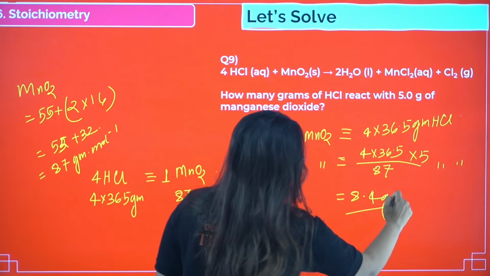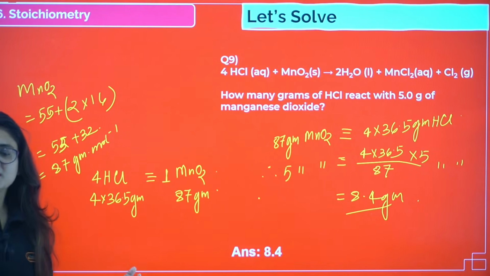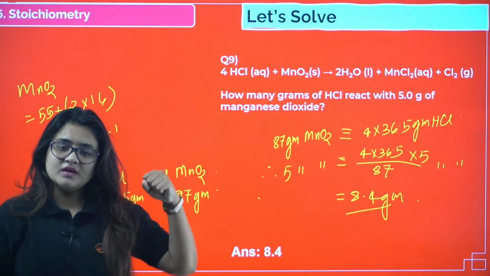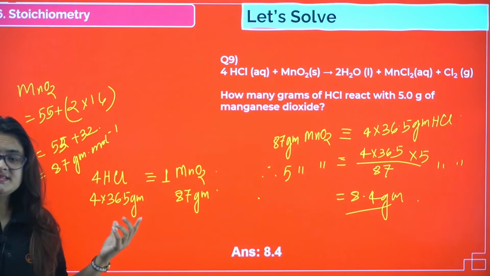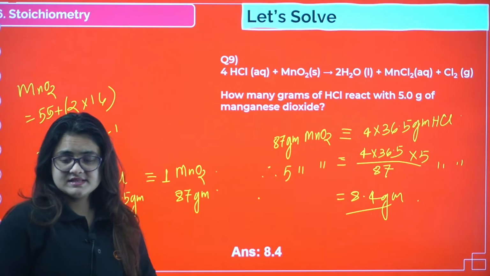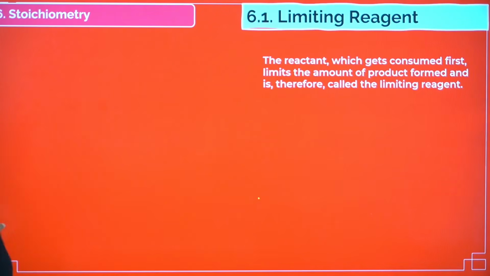Okay, 8.4 gram. That's it. So just write the mother equation. Whatever the reactant they are talking about, pick them. Just analyze their stoichiometry and proceed with the unitary method. That's the way you should proceed. Let's proceed with the next question.